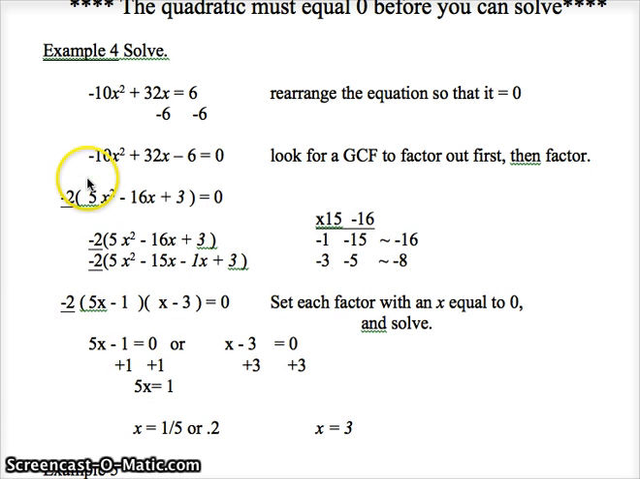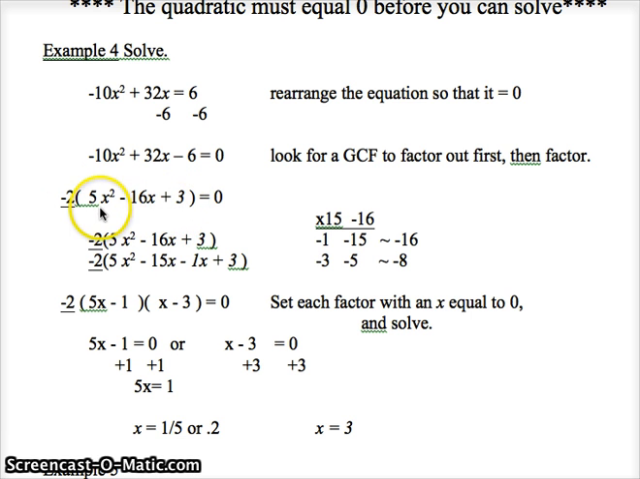Okay, so when you factored out a negative 2, you were left with 5x squared from dividing negative 10 by negative 2. You were left with minus 16x in the middle from 32x divided by negative 2. And the negative 6 divided by negative 2 left you with plus 3 as your last term.